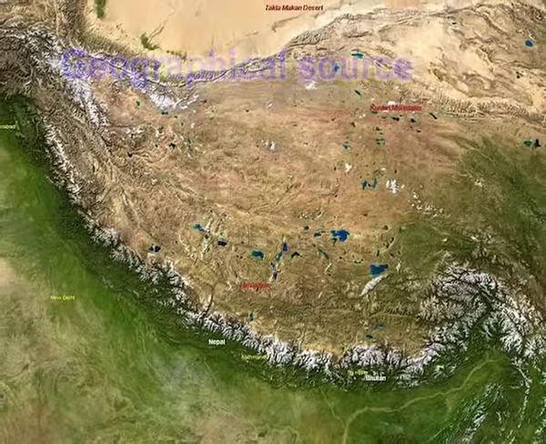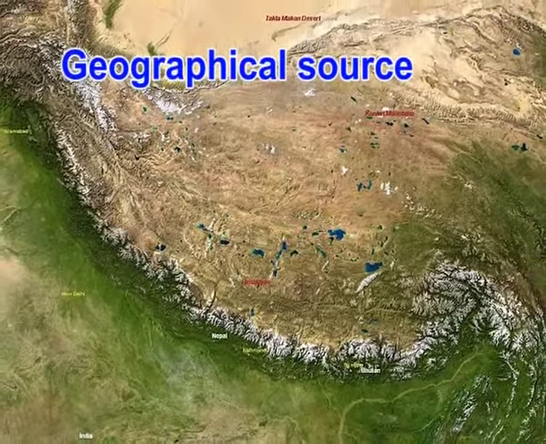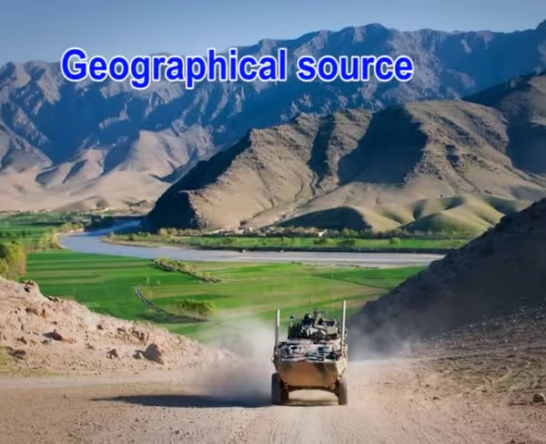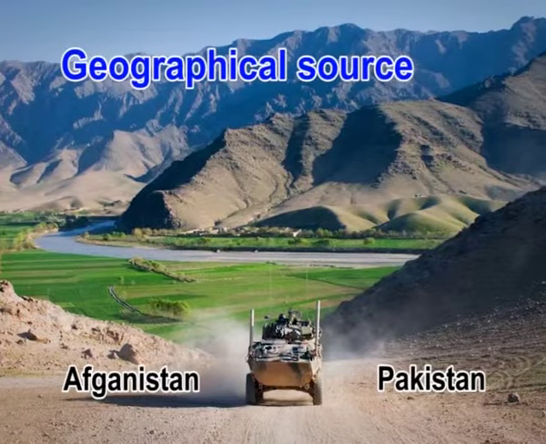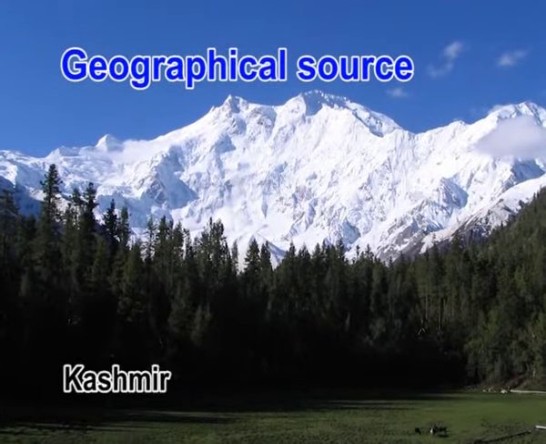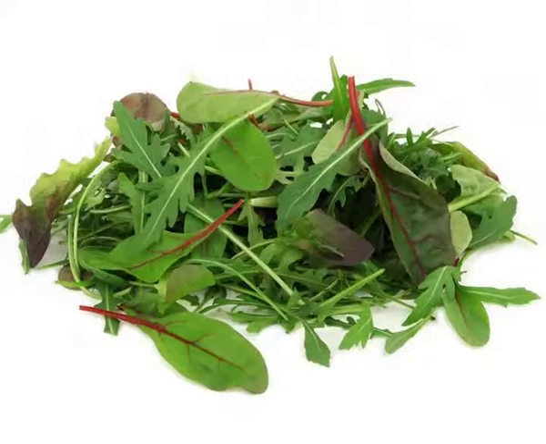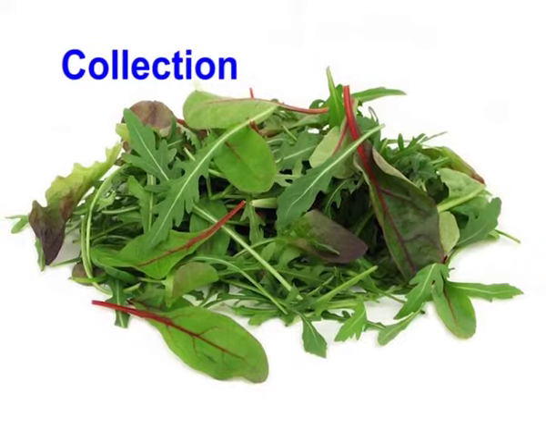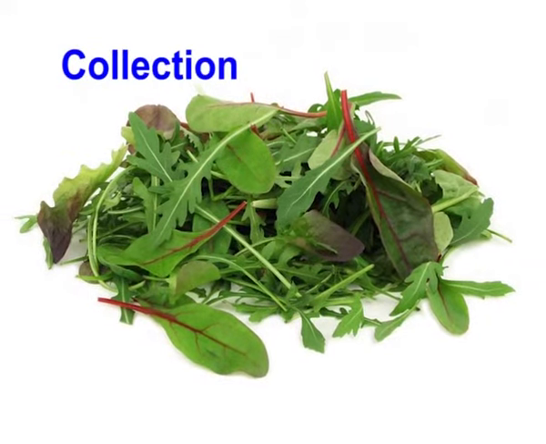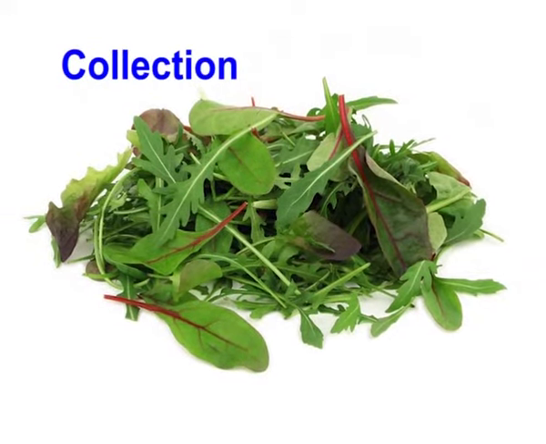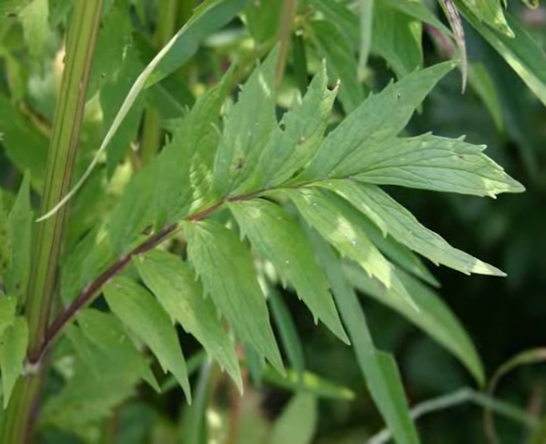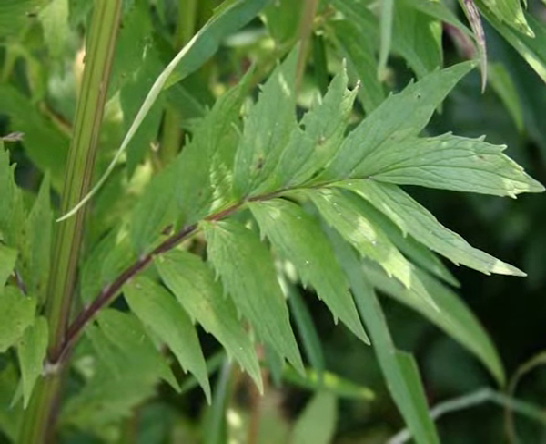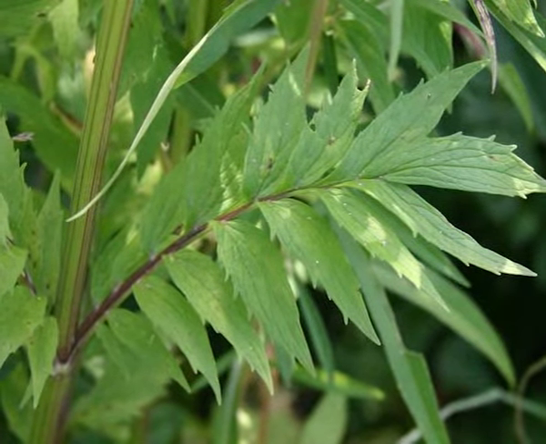Now, as far as the geographical source is concerned, valerian is abundant in the western Himalayan region and is also found in Afghanistan and Pakistan. In India, it grows in Kashmir and Garhwal areas. As far as collection is concerned, roots and stolons of valerian are harvested in the autumn season when the leaves fall, as the content of the important ingredients is higher at that time.